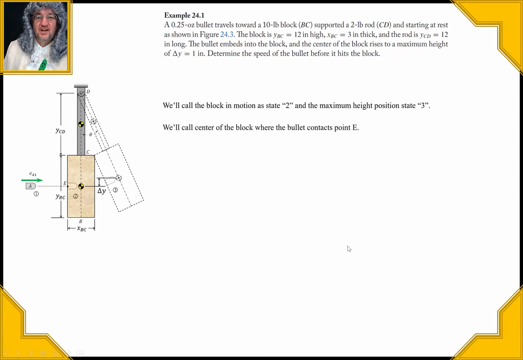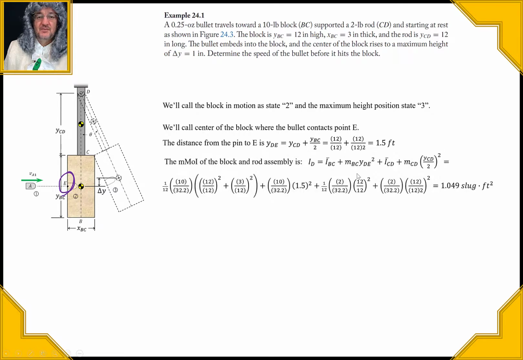We could set up a datum for that, and we can call the center of the block where it gets hit point E, right there. So we needed to give that a name. We could figure the distance from point E to the pin. We could say that it's 1.5 feet.